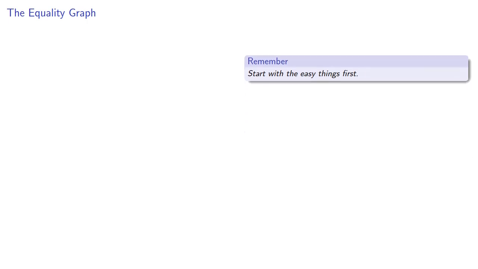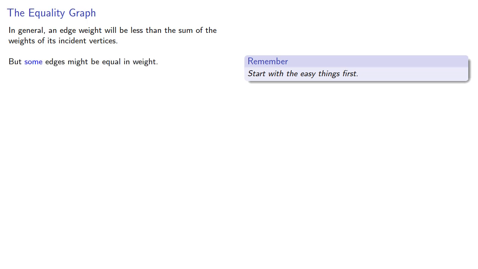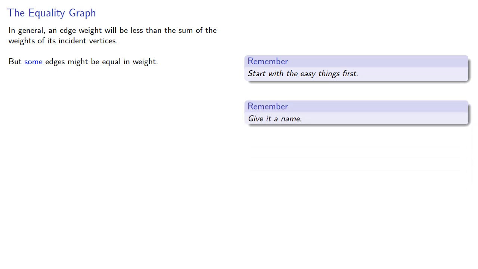Another useful strategy in math and in life: start with the easy things first. In general, an edge weight will be less than the sum of the weights of its incident vertices, but some edges might be equal in weight. And again, a useful strategy for being creative and in life in general: give it a name. So if we take these edges that might be equal in weight to the sum of their incident vertices, they produce the, let's think of a name for it, how about the equality graph? Mathematicians aren't particularly good at being creative with names.